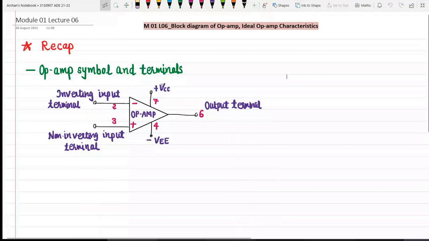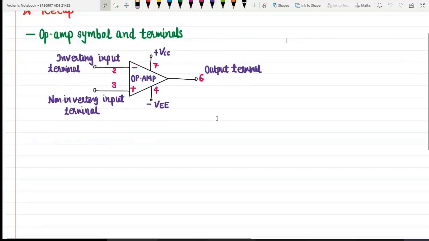Okay. So now what happens in this particular triangle? What are the different stages our input signal will go through, and finally we get output at this terminal? What are the different stages and what happens in these particular stages? That is what we need to see. So we'll try to understand the block diagram representation of operational amplifier.